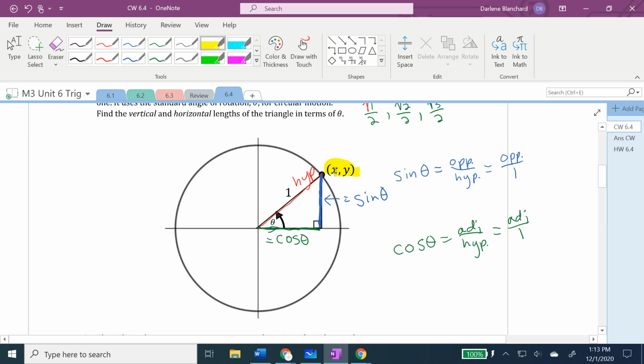Now, this point, x comma y, I want you to realize that if we back off from the circle and the triangle a little bit, what we see is an x-axis and a y-axis. And every point has an x-coordinate and a y-coordinate. What we're going to focus on are the points that exist on this circle.